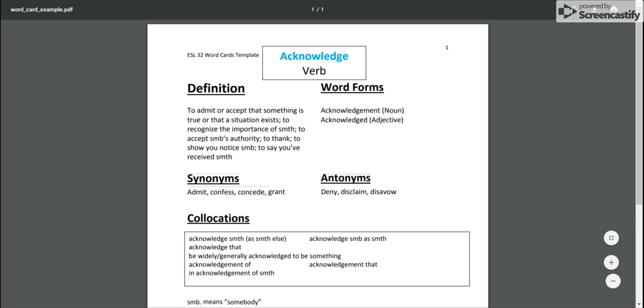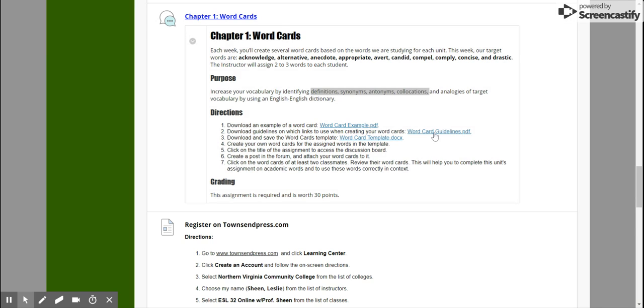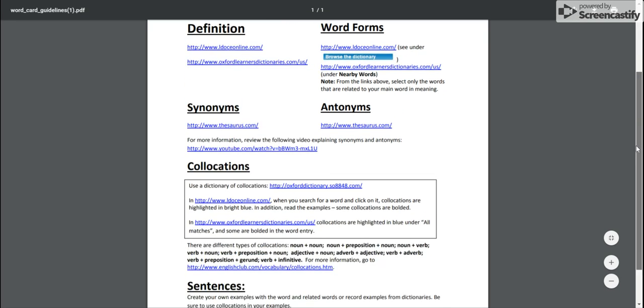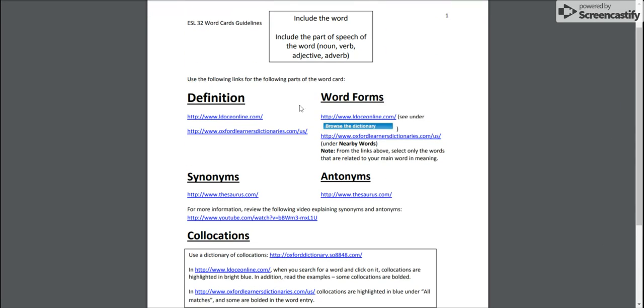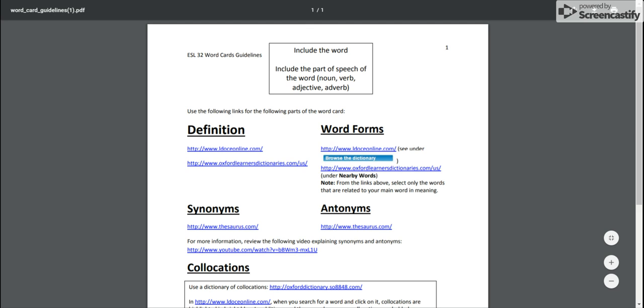Now let me go back and show you. There's also in the directions, there are guidelines of how to do this. So if you click on the word card guideline, you're going to come to this page, and it tells you exactly what to do. Look, it tells you include the word, include the part of speech of the word. Okay, I can't tell you how many times people forget to put stuff in this box. So I think they didn't ever read the guidelines, okay? So if you look at the guidelines, it tells you what to do.